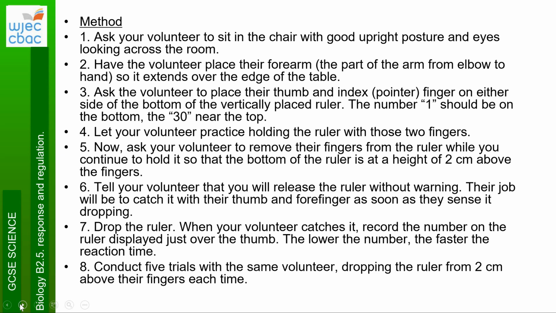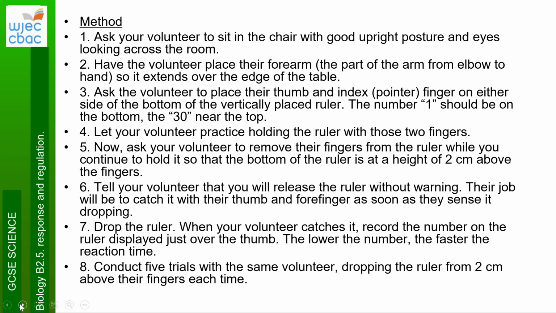So if you have someone who can help you, then this is what you need to follow. Ask your volunteer to sit in a chair with good upright posture and eyes looking across the room. They need to place their forearm, so the part of the arm from the elbow to the hand, so it extends over the edge of the table. Ask them to place their thumb and index finger on either side of the bottom of the vertically placed ruler. The number 1 should be at the bottom and the number 30 near the top. Let your volunteer practice holding the ruler with those two fingers.